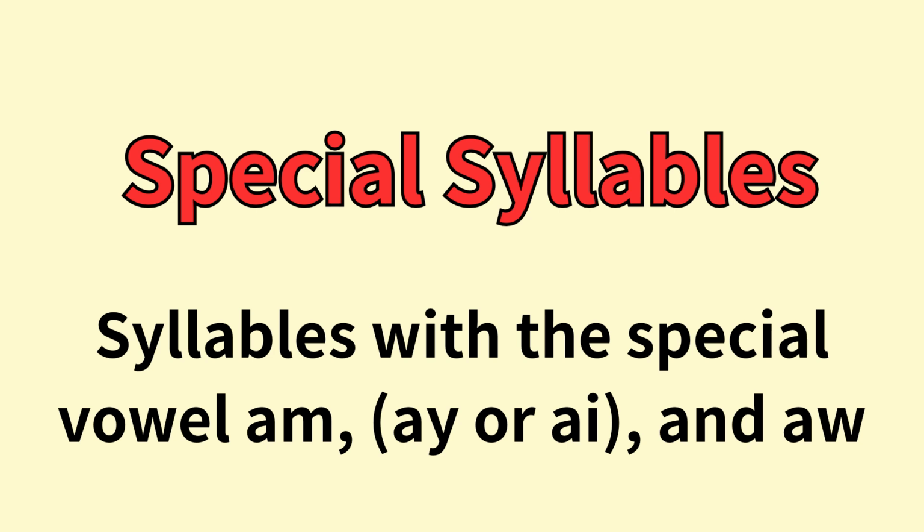Next, let's look at special syllables. These are syllables where a specific consonant is added to the sound. For example, when M, Y, or W are added after the sound, they result in slightly different sounds.